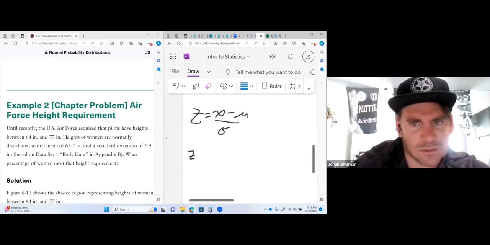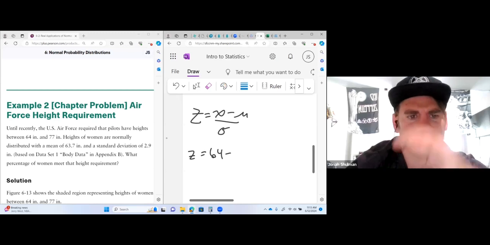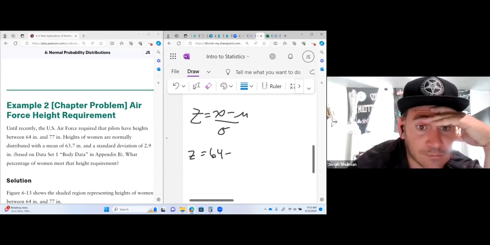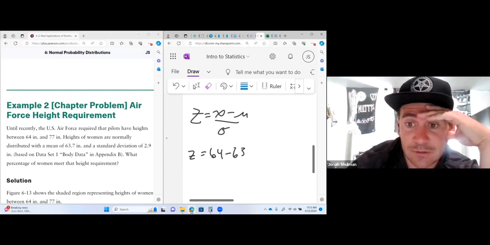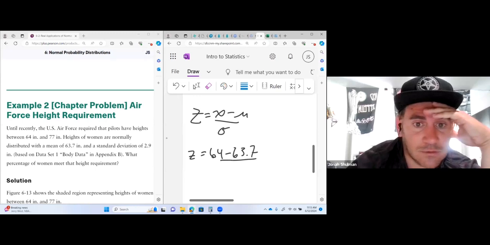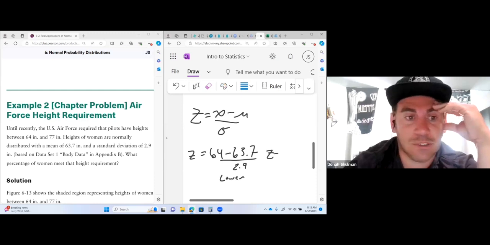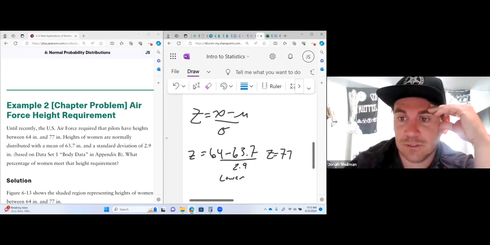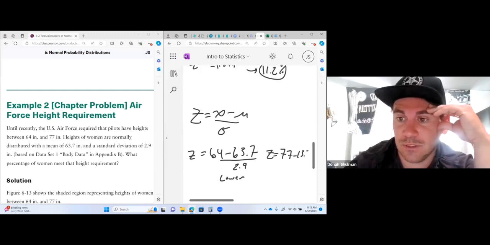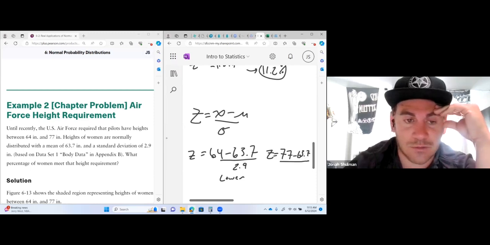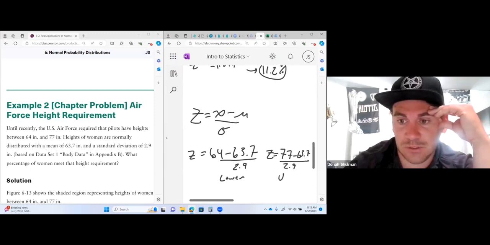So the first one is going to be 64, that's our first one, minus 63.7 divided by 2.9, right? This is our lower value. And our other one's going to be the tall ones. So 77 minus 63.7 divided by 2.9. And this is our upper z value.